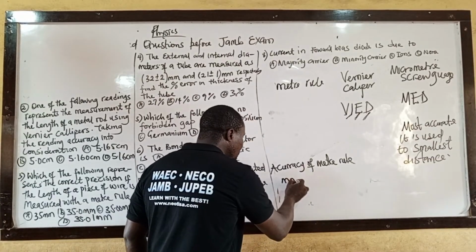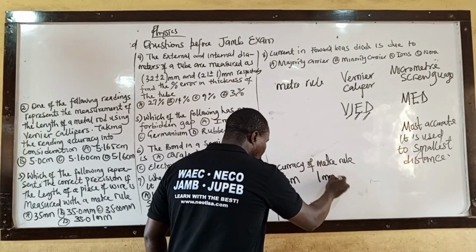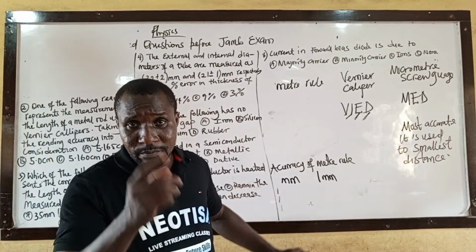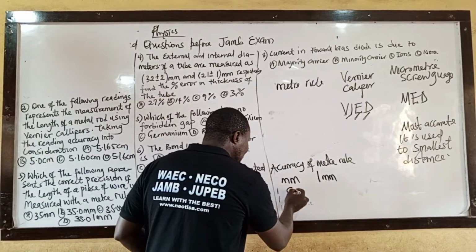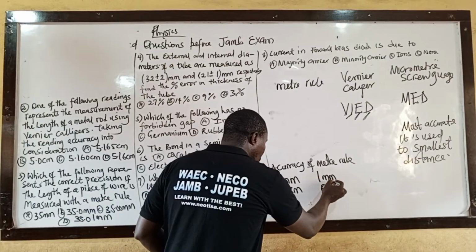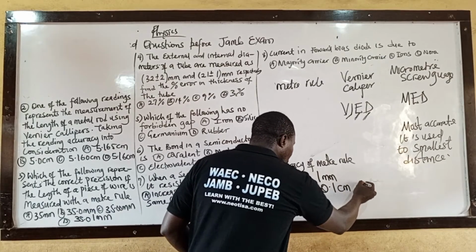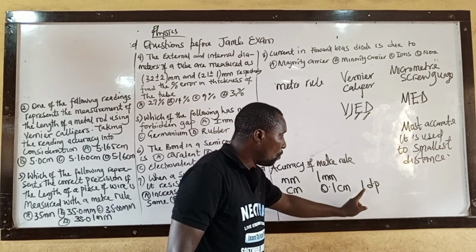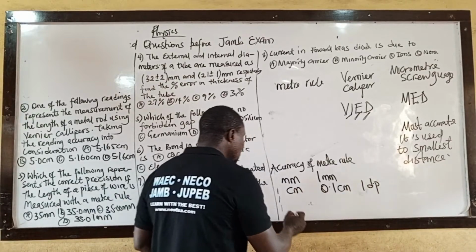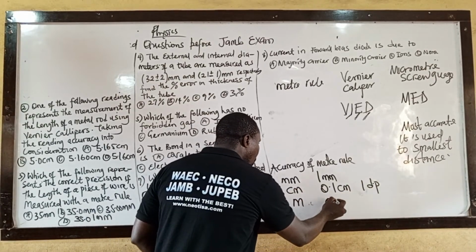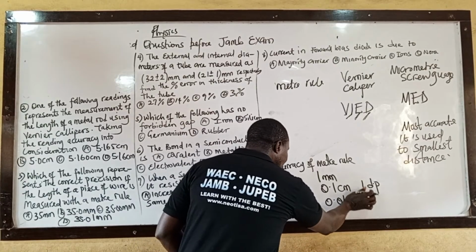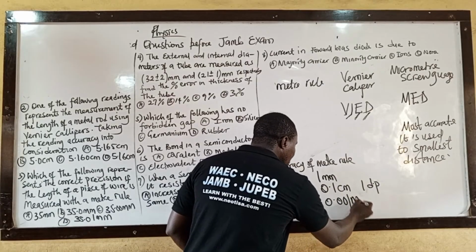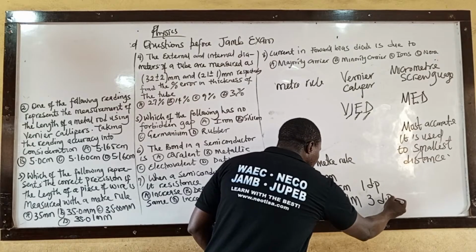What is the reading accuracy of meter rule? In millimeter, it is a whole number, 1 millimeter. In centimeter, it is 0.1 centimeter, that is 1 decimal place. In meter, it is 0.001 meter, that means 3 decimal places.